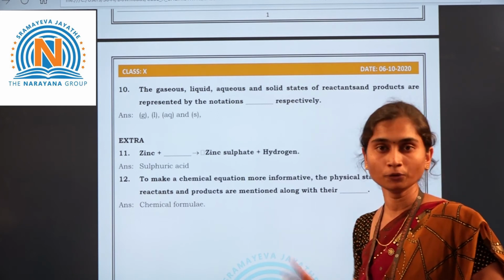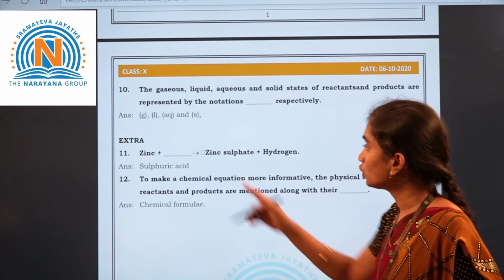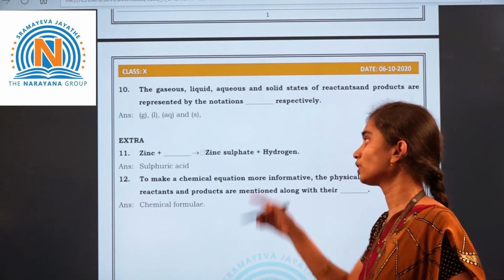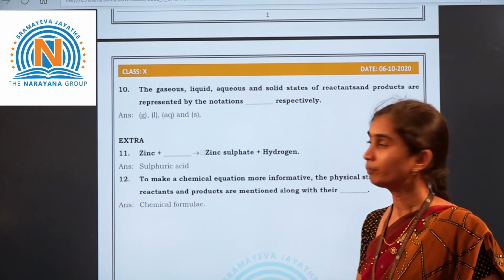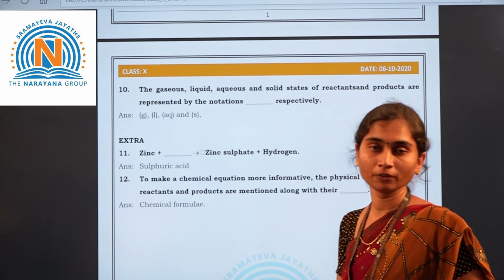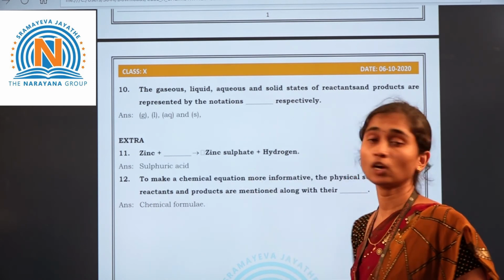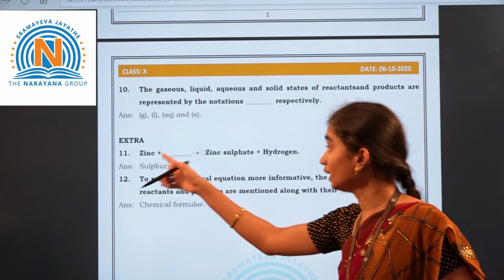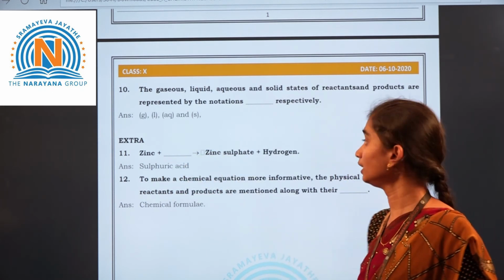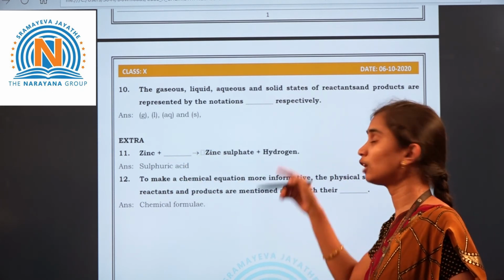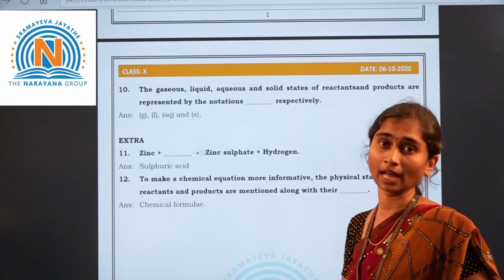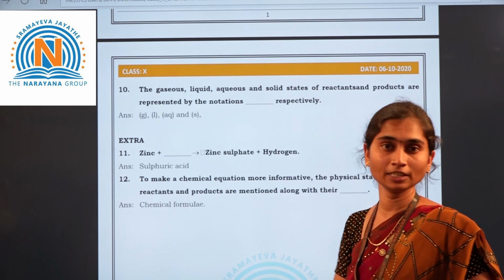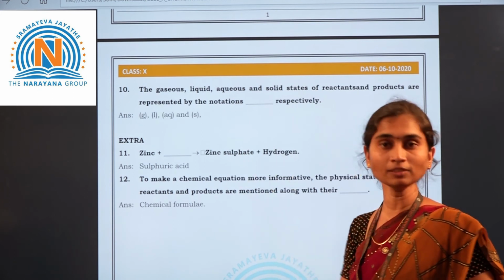Let us go for a few more extra questions here. Zinc plus a dash gives zinc sulfate plus hydrogen. Already we have seen this question, right? There they have given the chemical equation, here we got the word equation. Zinc reacts with sulfuric acid, and we can form zinc sulfate and hydrogen. So what is the answer here? Sulfuric acid. So zinc plus sulfuric acid gives zinc sulfate plus hydrogen.